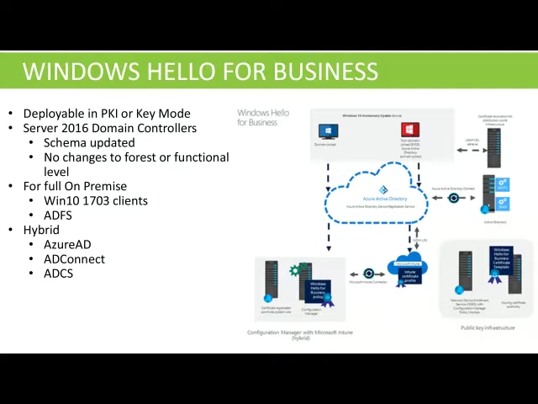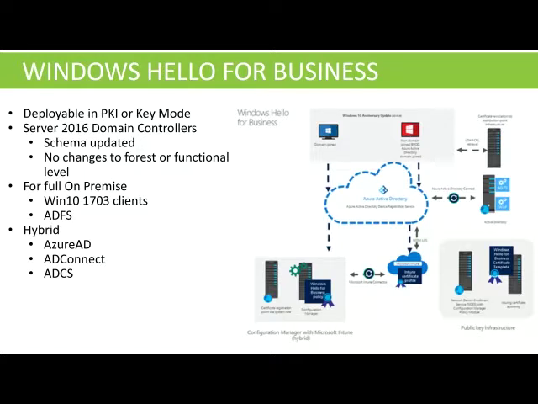You don't need to upgrade your forest or functional level, just update the schema version as you jump into Server 2016. With 1703 shipping, Microsoft did deploy a full on-premise solution for this. It does require PKI and ADFS on-premise. The hybrid solution is going to require federation with Microsoft into O365, Azure AD, Azure AD Connect, and Active Directory Certificate Services. For the PKI mode, even if you're in key mode, you will still need some certificates, as each one of your domain controllers will need to have new Kerberos tickets generated on them for these features to work properly.